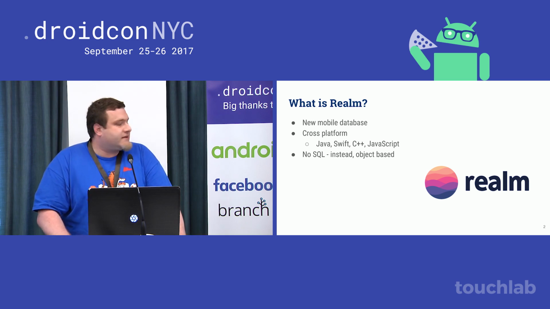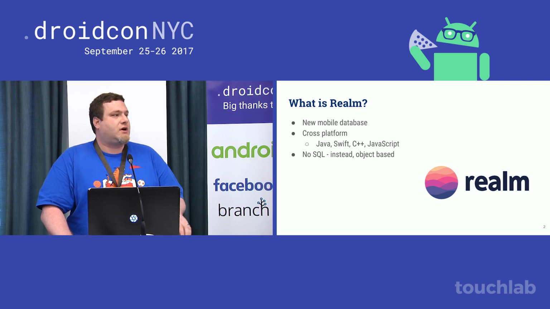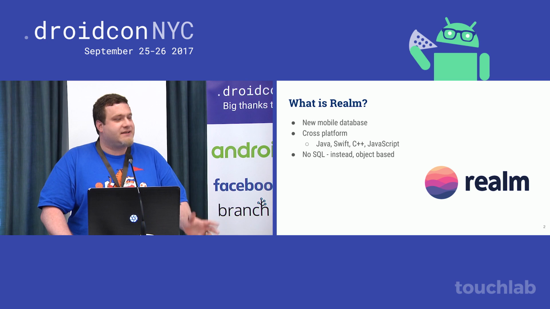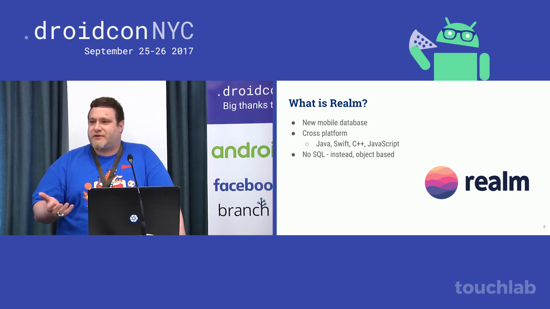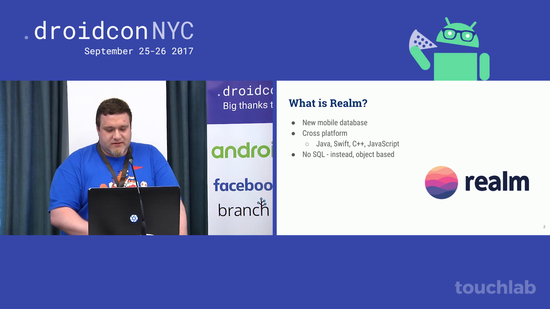Unlike some of the other solutions out there, Realm isn't SQL-based. So the idea is to use your objects to represent your data model, which I know is a totally radical idea, right? You have to design this data model for your app anyway. Why should you also have to design your database schema as well?